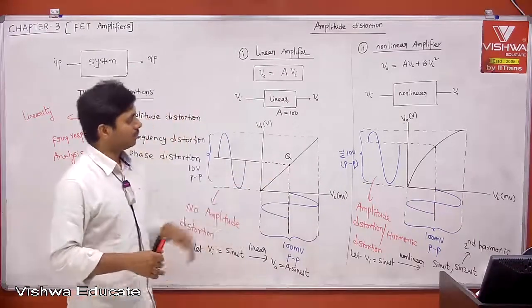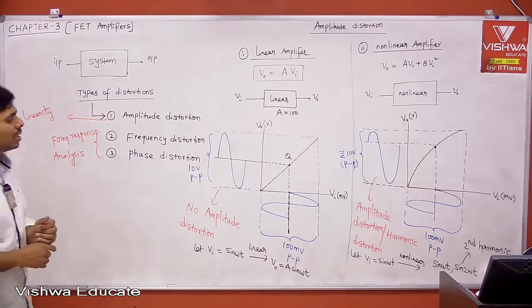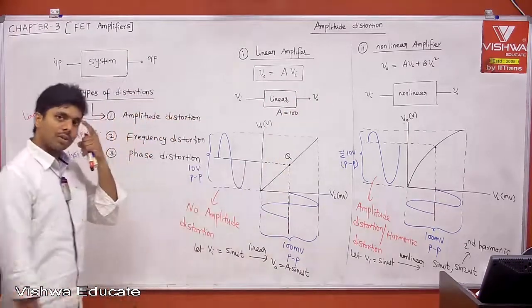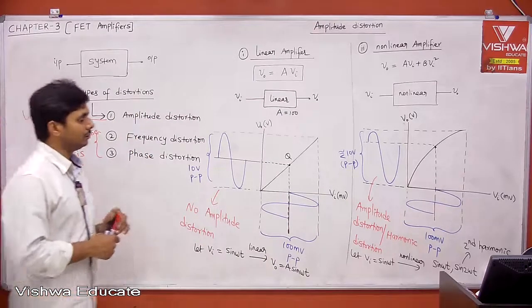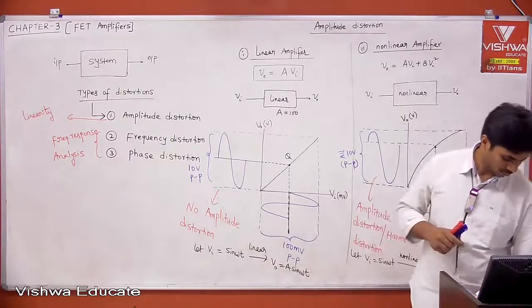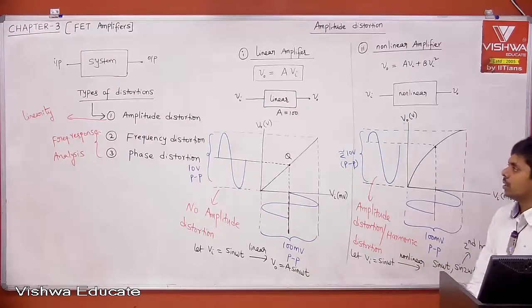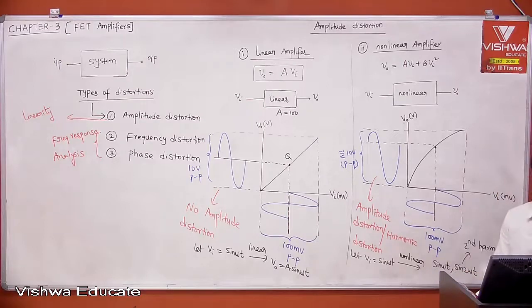Therefore, we are understanding what amplitude distortion is and the reason for it. The reason for amplitude distortion is nothing but non-linearity of the system. Therefore, we want a linear amplifier. After this, I'll give you observations. Then I'll explain practically, if the system is non-linear, how to get linearity. Take it.